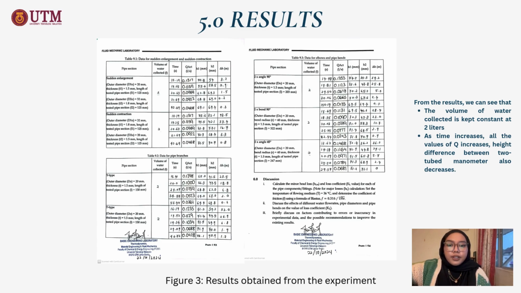For the second table is the data for pipe branches, using the same volume of water collected, which is constant at 2, and then finding the QX. And then recording the H1 and H2 and finding the delta H.